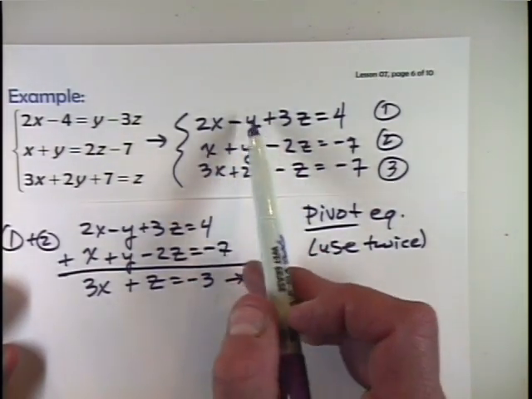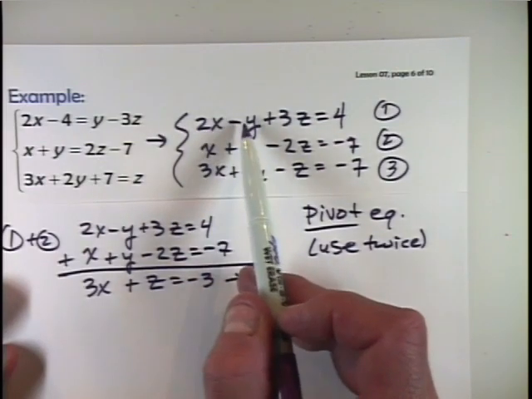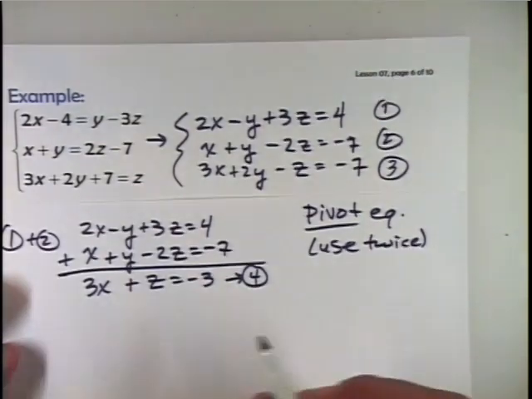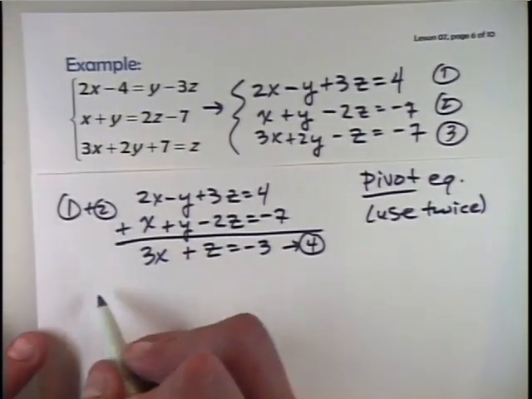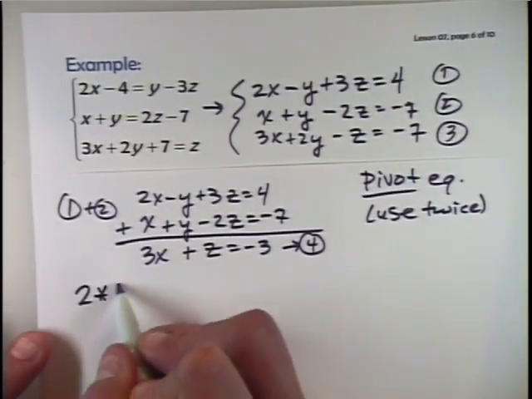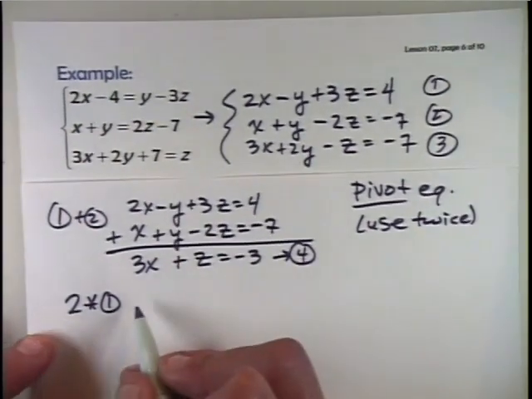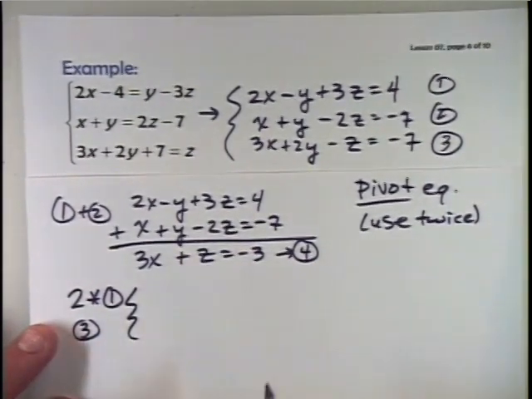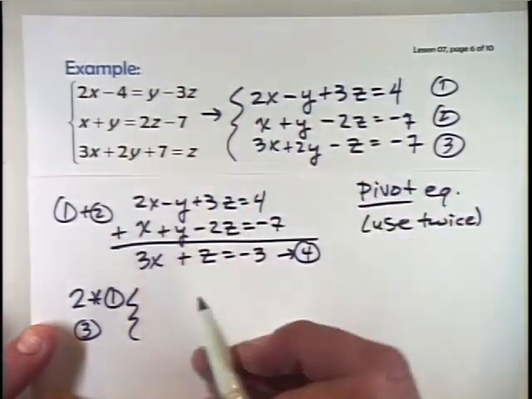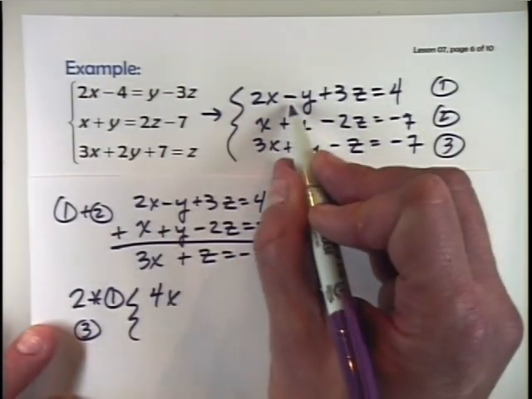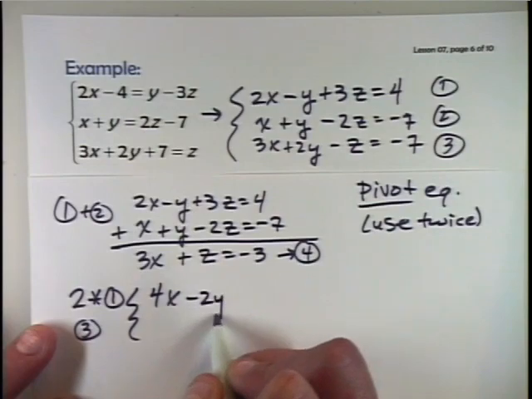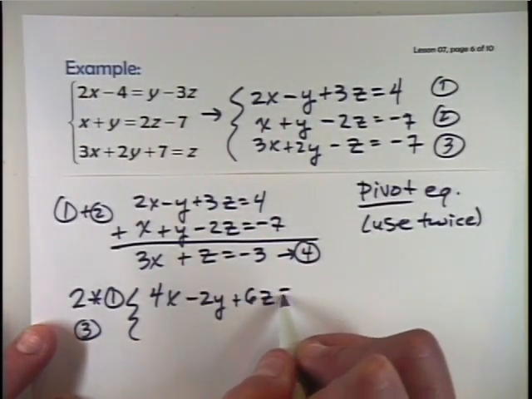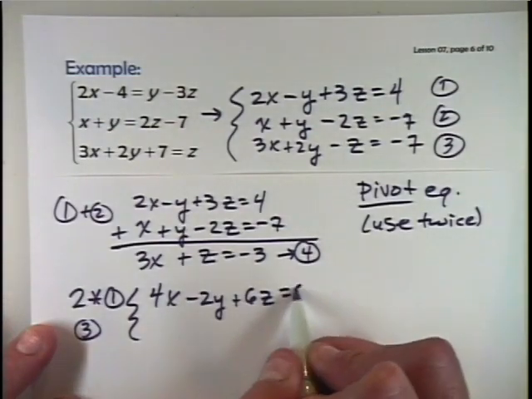And all I need to do then is multiply equation 1 by 2 to make that a negative 2y plus 2y, and I'll be good. So here's what I'm going to do. I'm going to multiply the number 2 by equation 1, and I'm going to rewrite equation 3. So that's going to give me this. I'm going to get 2 times 2, which is 4x. 2 times negative y is negative 2y. 2 times 3z is plus 6z equals 2 times 4 is 8.